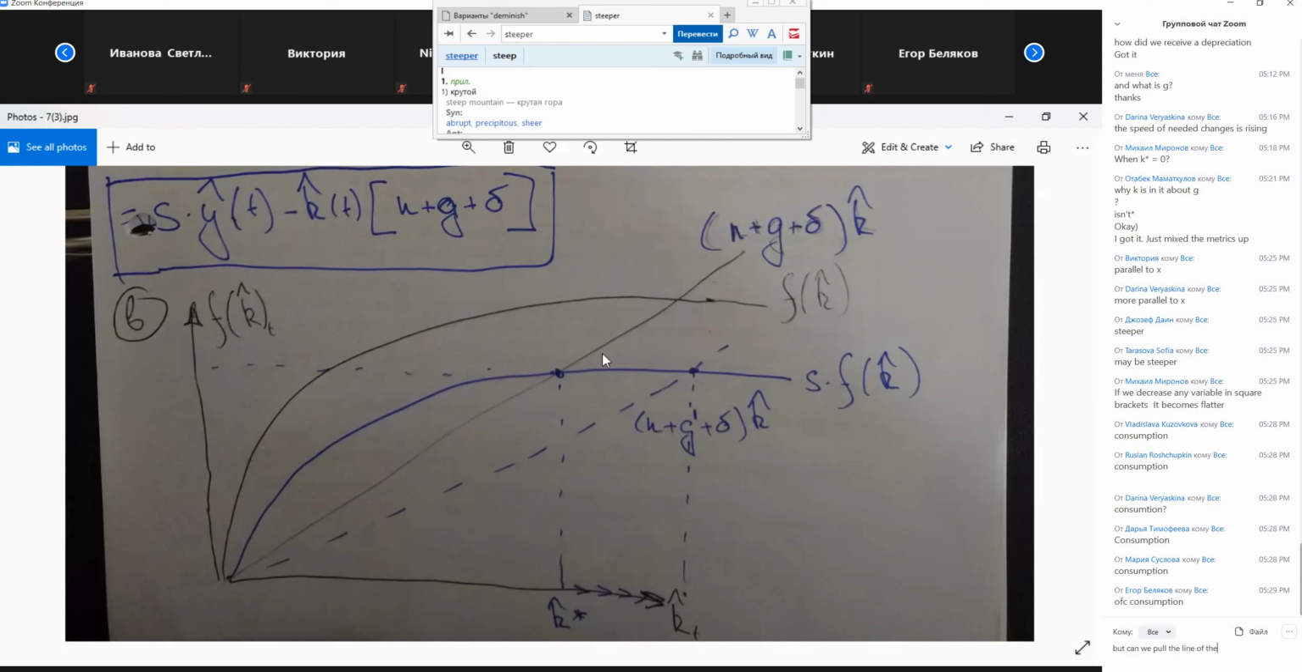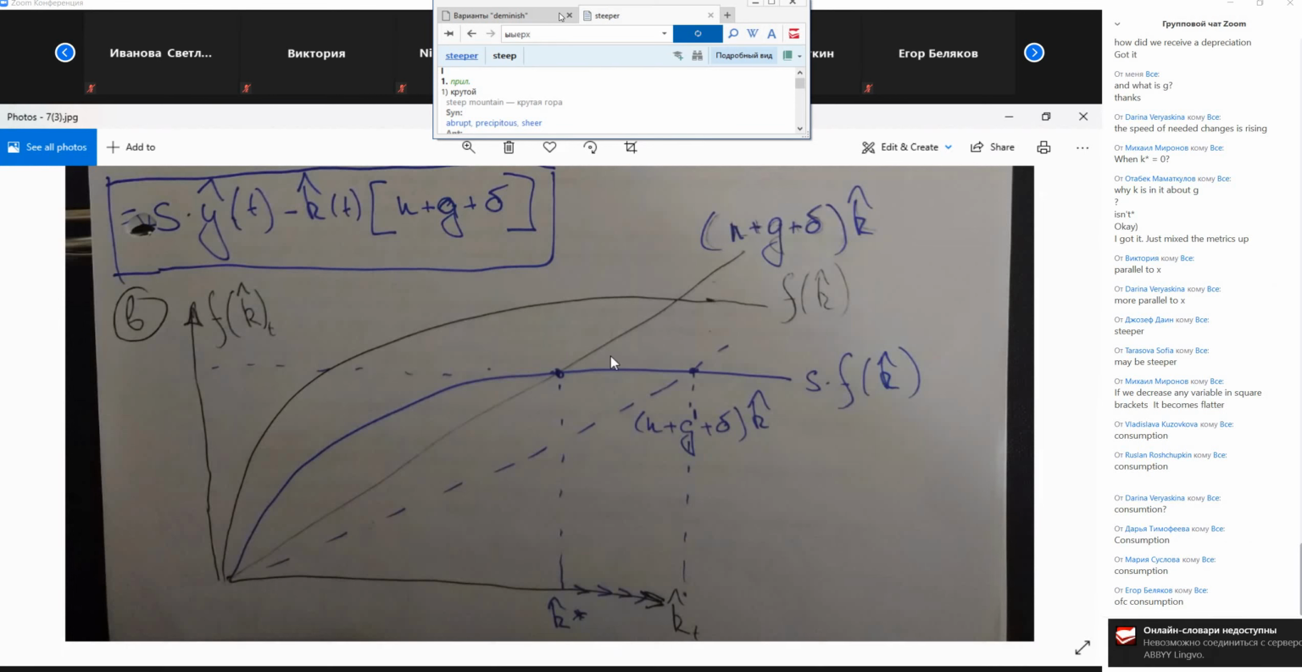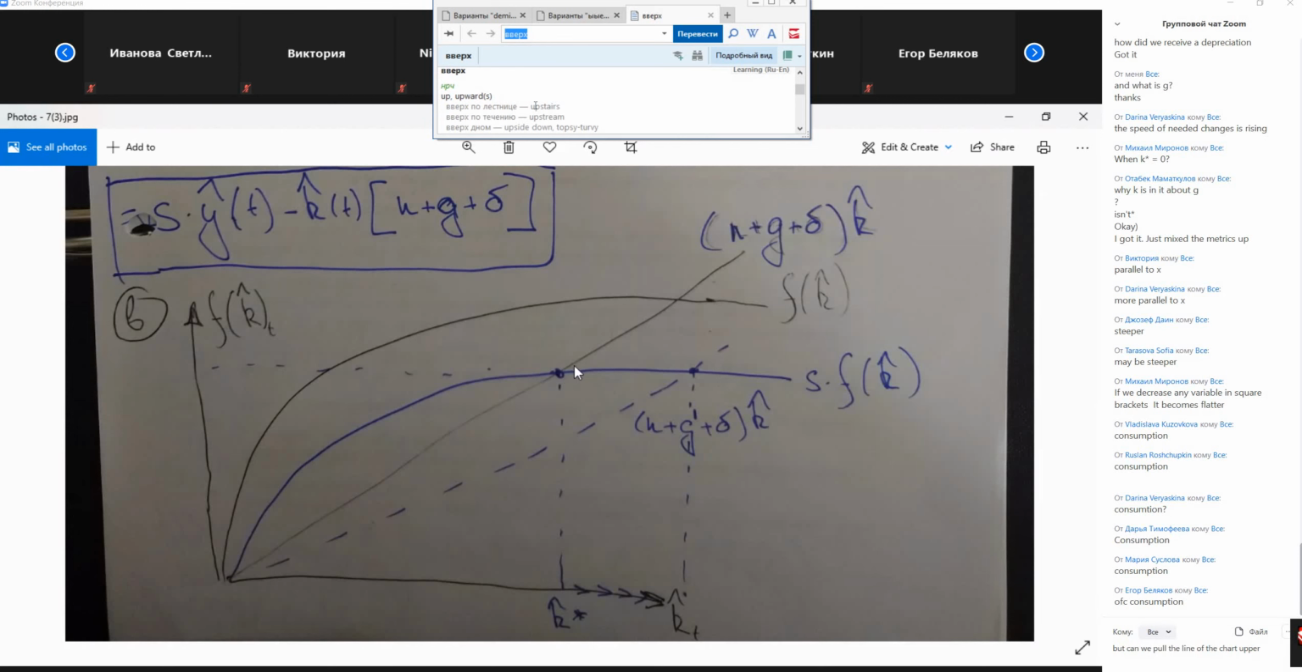And on the right of this part, we see that this capital depletion actually exceeds capital accumulation. So more capital gets wasted than capital gets accumulated. And here, naturally, the economy converges to this steady state. All right, this is how we read the graph.